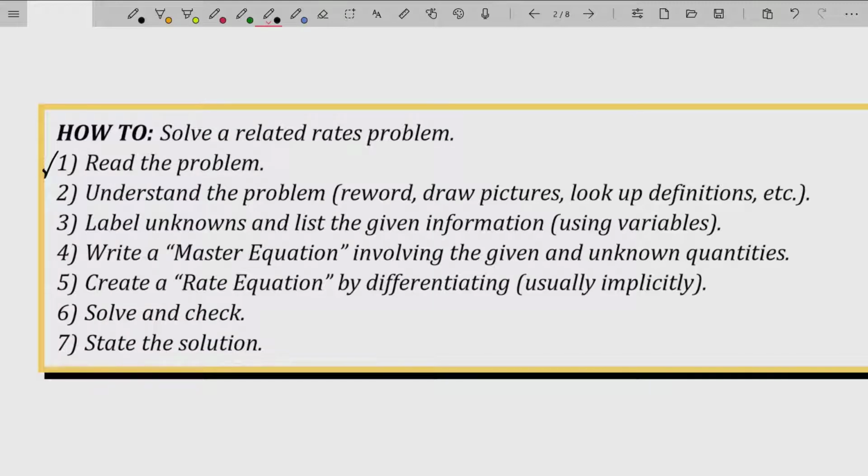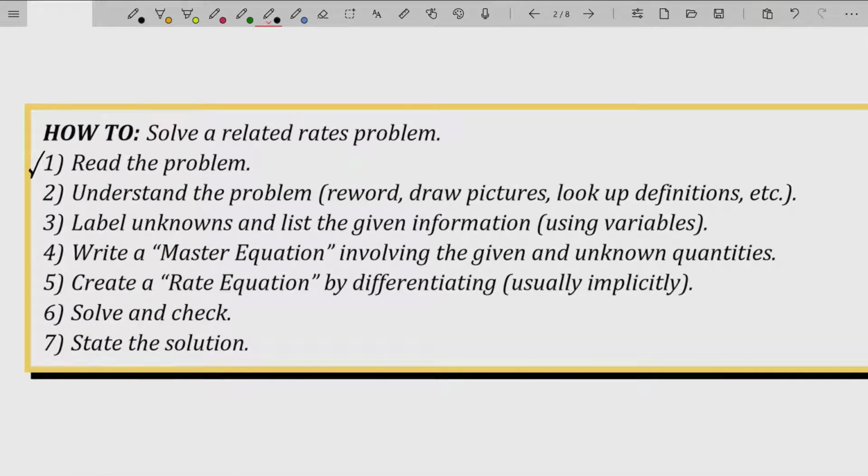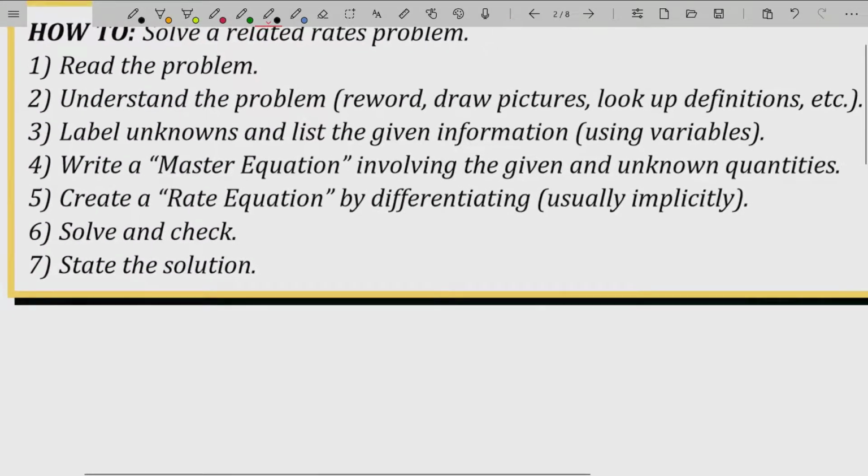And this requires you to either reword it, draw pictures. If there's some language you don't understand, look up some definitions, whatever it may be. But your best bet is to try to really understand what is being asked. And then once you've done step 2, you can make a list of the unknowns, the things that they didn't quite state, or they say, tell me how quickly this is changing, or tell me what this is going to be. Then you could say, well, I'm going to let n equal that, or y equal that, or whatever you want. You should also list out the given information as well. And I use variables for this, so I'll showcase what I mean by that as we move into the problems.